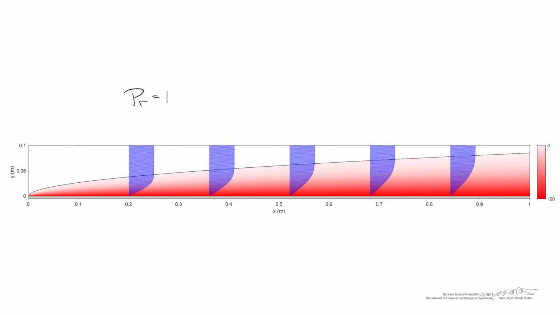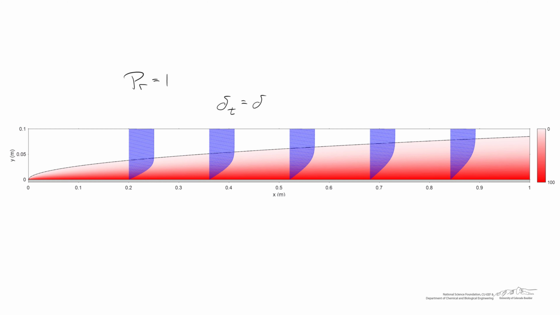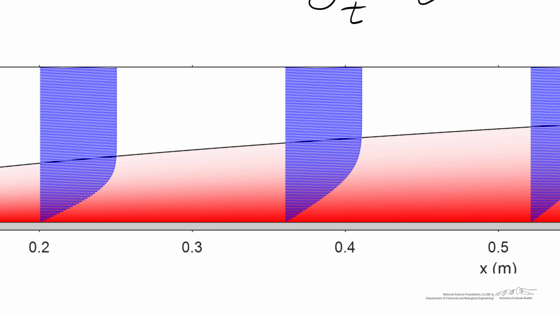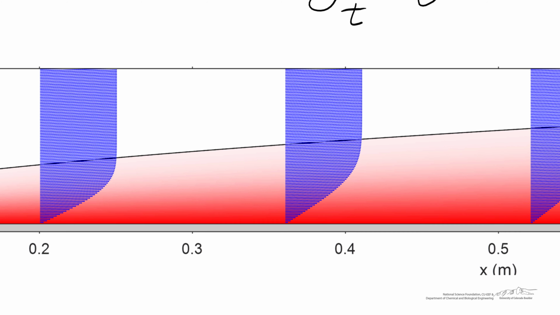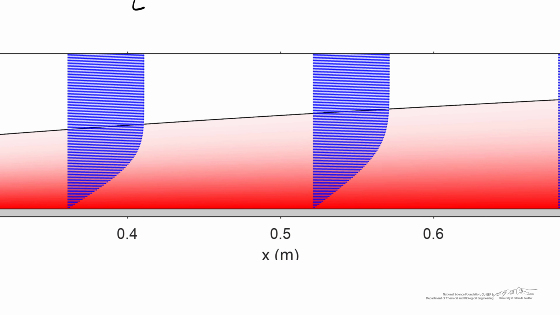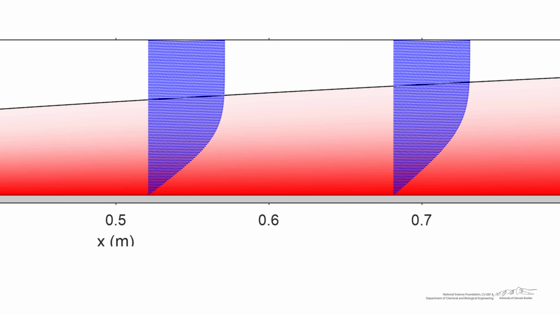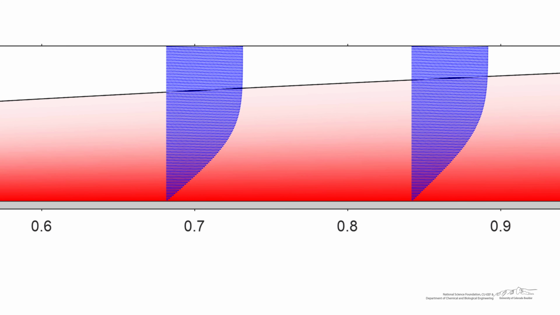And finally, here's a hypothetical fluid in which the Prandtl number is equal to 1. And what we observe is that the thickness of the thermal boundary layer is equal to the thickness of the momentum boundary layer. So both boundary layers fall right on top of one another. If we zoom in on the plot, we see that the velocity is equal to 99% of the free stream velocity at the same location in which the temperature is equal to 1 degree C. And that's true along the entire length of our plate.